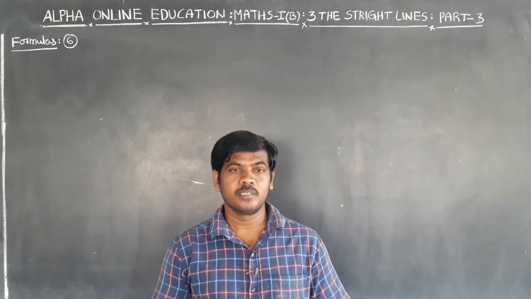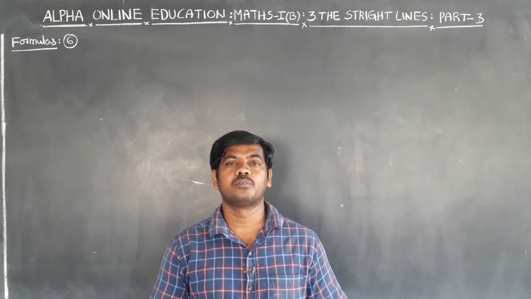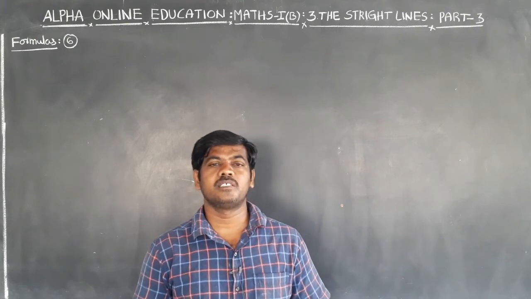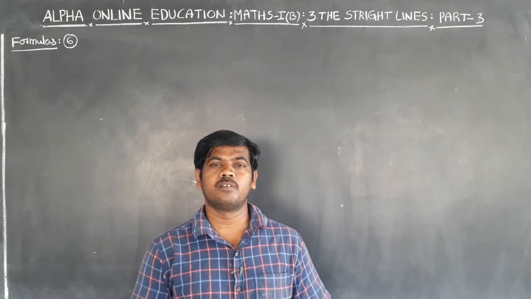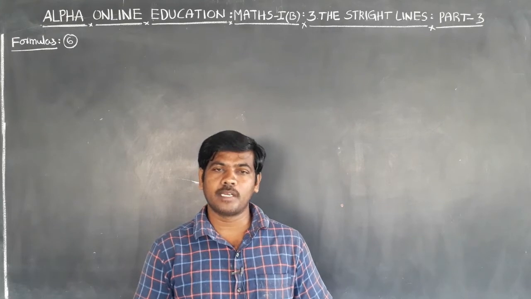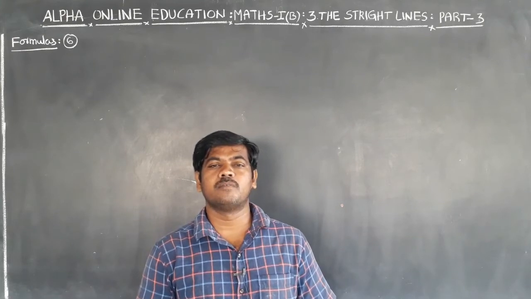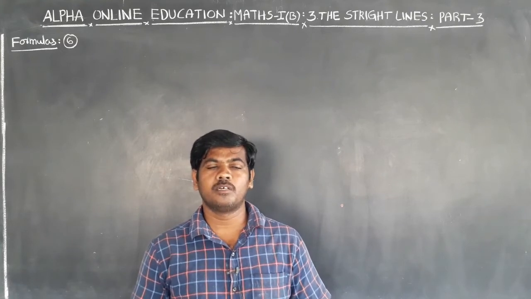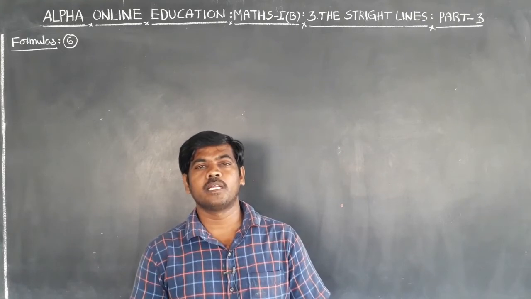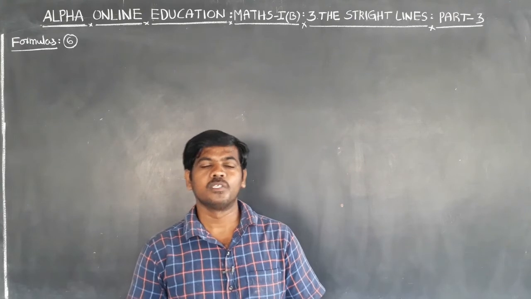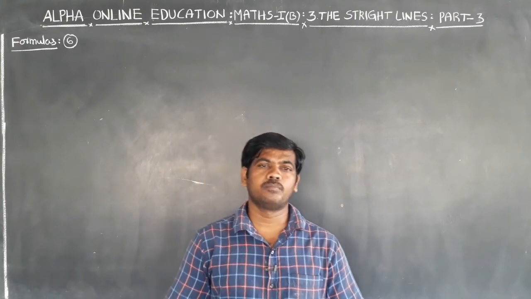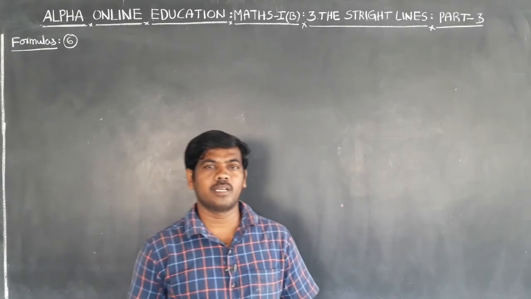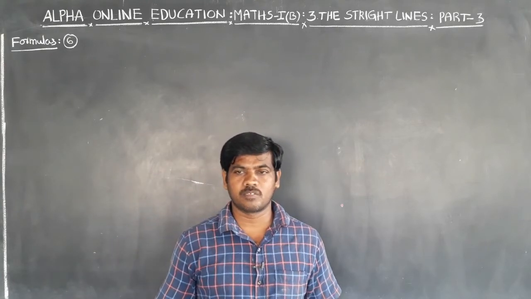Fourth one is the angle between the two straight lines: tan theta is equal to mod of (m1 minus m2) by (1 plus m1 m2). Next one, the slope of the line joining the 2 points is (y2 minus y1) by (x2 minus x1).